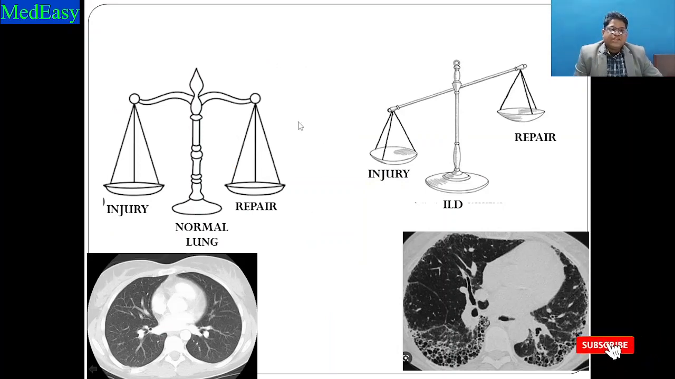To make it very simple, this is how ILD develops. When injury and repair are both maintained properly, normal lung homeostasis will be there, and you can see here the normal lung. But whenever the injury is more and the reparative mechanism fails to repair the lung, ILD or disease develops. Here we can see the ILD in the form of cystic areas, honeycombing developing. All right. So, it is all about the balance between injury and repair.